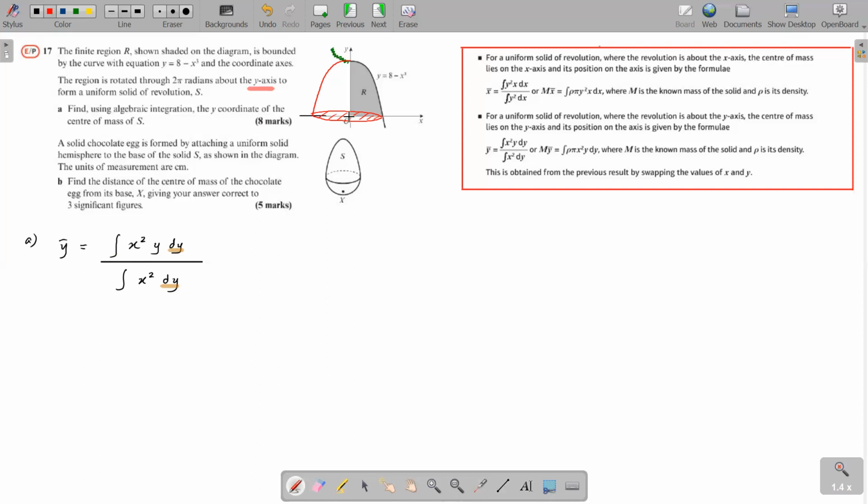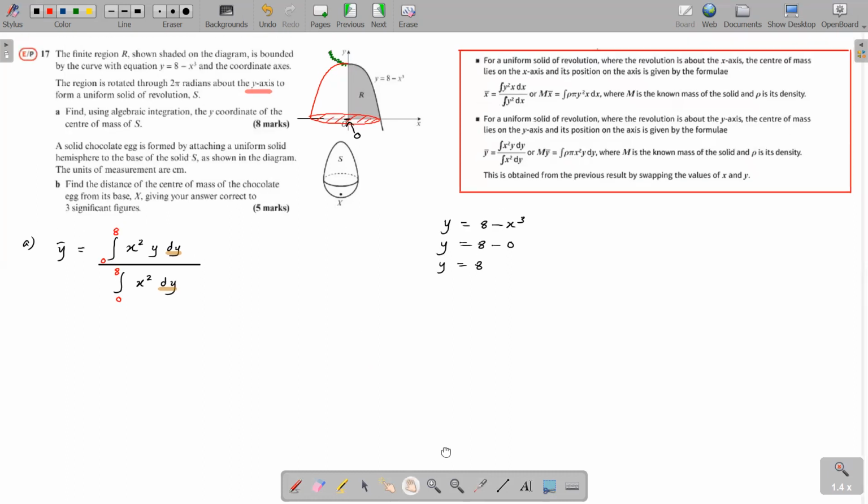So what are the y limits? Obviously, I can see the lower limit is 0. Very clearly, we can see the lower limit is 0. And the upper limit, guys, is the place where you cut the y-axis. So when you cut the y-axis, x is 0. When you set x to 0, you clearly cut the y-axis at the top point. That's 8. So your integration limits are from 0 to 8. Do you agree? Your integration limits are from 0 to 8.